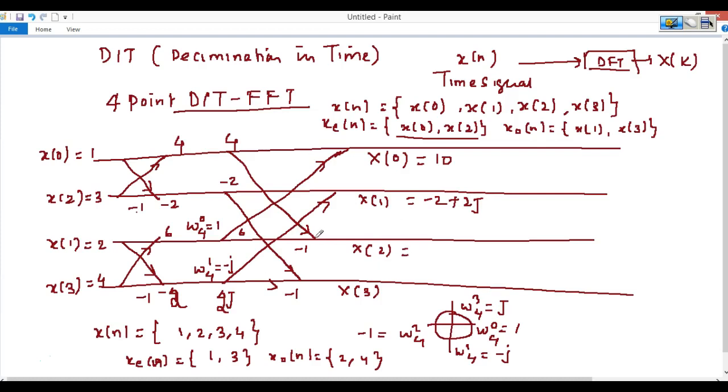In this x of 2 we'll add 4 and 6, so you can write 4 minus 6 is -2. And x of 3 values: this is -2 and this is 2j into -1, so it will become -2 minus 2j. So your x of k values, the frequency values, are 10, -2 plus 2j, -2, and -2 minus 2j. This is your frequency sequence.